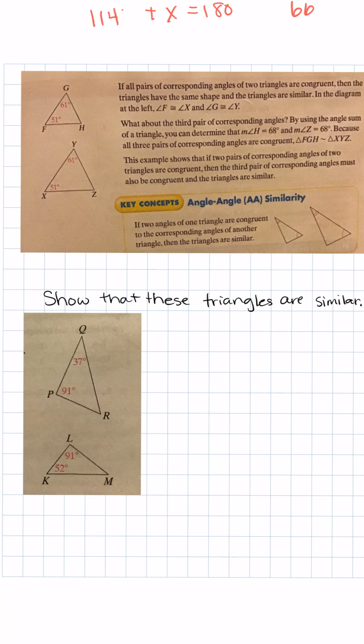Okay, so if all the pairs of corresponding angles of 2 triangles are congruent, then the triangles have the same shape and the triangles are similar. In the diagram to the left, angle F is congruent to angle X, and angle G is congruent to angle Y. What about the third pair of corresponding angles? By using the angle sum of a triangle, you can determine that angle H is 68 degrees. And angle Z must also be 68 degrees.